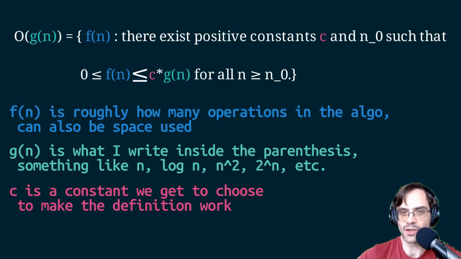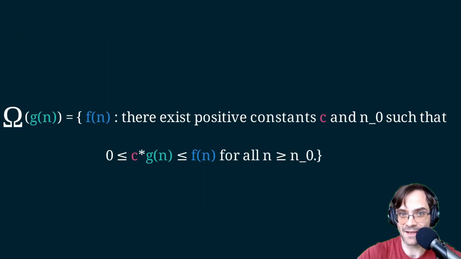But what if I want to go the other way with f of n and g of n? What if I want g of n to be a lower bound on f of n? What would that look like? So we can just go into the definition and quickly swap these two around. Very nice, very neat there. And actually, that's the definition of big omega. That's it. Big omega is a lower bound of some function.